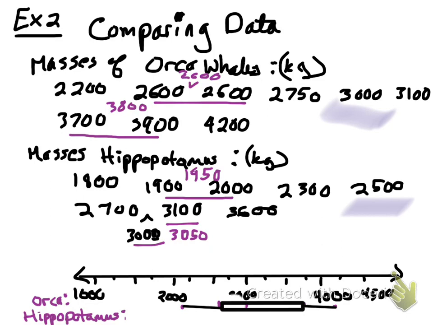Scale underneath. So my minimum there is 1,800. My maximum is 3,600. My median is 2,500. My lower quartile is 1,950. My upper quartile is 3,050. I'm going to draw my whiskers.